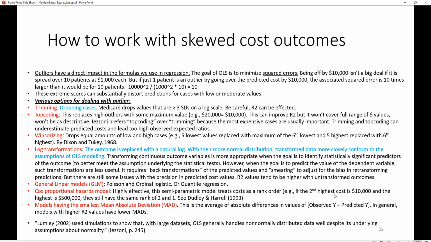For example, the second highest cost might be 10,000, and the model would treat the highest cost of 500,000 as a rank of 2 and 1. So it doesn't have the same impact that you see from outliers. You can look at the models having the smallest mean absolute deviation. This is a difference between your observed and predicted Y. You can use that to find a better model for you.